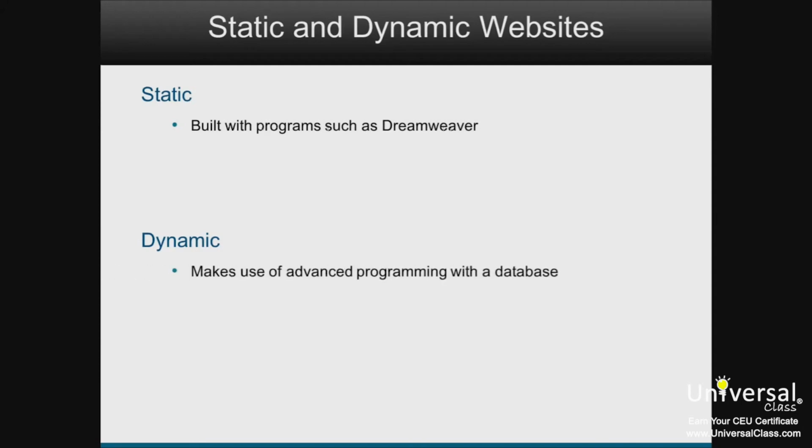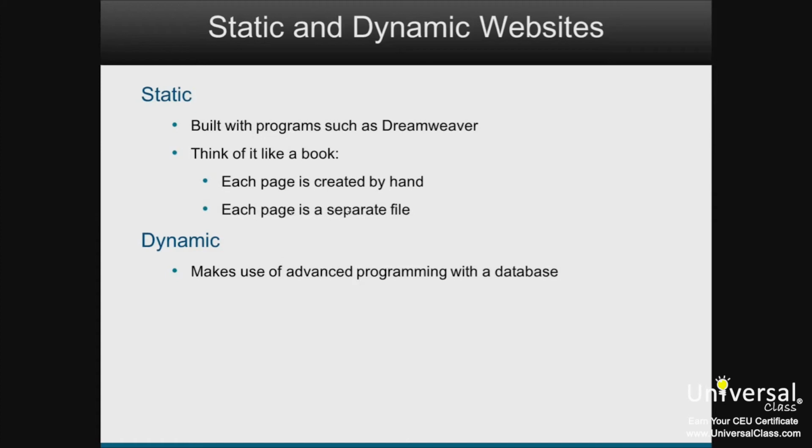Now let's talk about static and dynamic websites. Websites can be grouped into two categories, static sites and dynamic sites. Static sites are those that are built with a program such as Dreamweaver. Dynamic sites make use of advanced programming with a database and generate web pages dynamically. Think of it this way. A static site is like writing a book. Every page is created by hand. Static web pages are a collection of pages with a .htm or .html extension. Each page is a separate file.